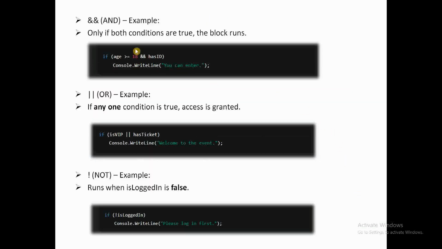So here we have examples of all three. The first one is the AND operator. If both conditions are true, then this block of code will execute. And if we talk about the OR condition, if at least one condition is satisfied, then it will execute this block of code. Next we have the NOT operator. It only runs when the condition is false, not on true. So this is the direct behavior of the NOT operator. We can see the example of all these three.